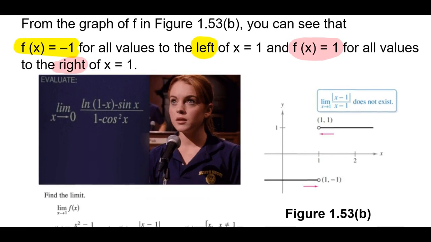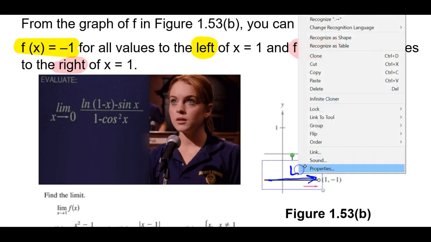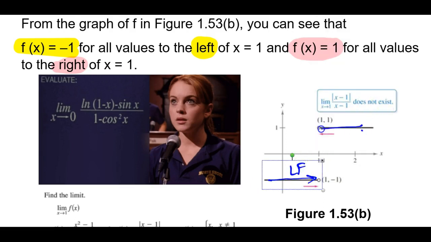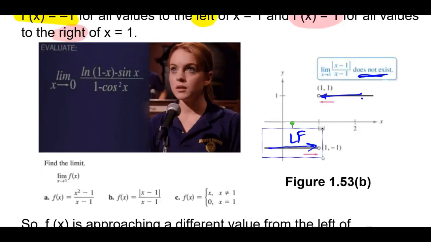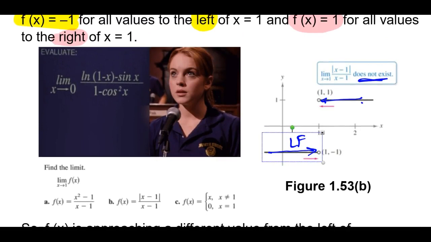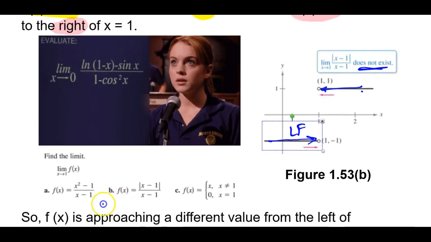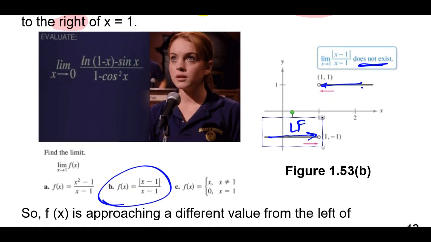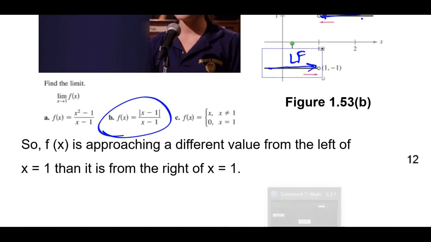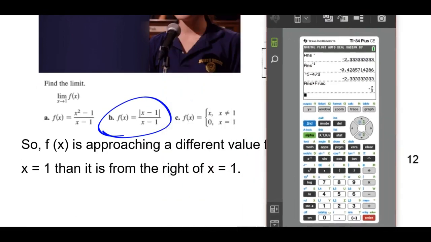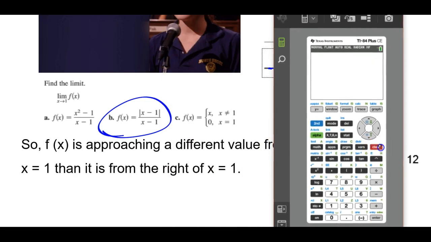I understand what she means, and she's the writers who tell her what to say. I'm not dissing on Lindsay Lohan, but it's really not that it doesn't approach anything. It's that it doesn't approach the same thing. So you're looking at the left approach and you're looking at the right approach. And if they don't approach the same thing, then you say the limit does not exist. And again, you can confirm that with your table setup, again, from part B. And I'll just show you how to type that in real quick to get a table setup so you can do this as well.